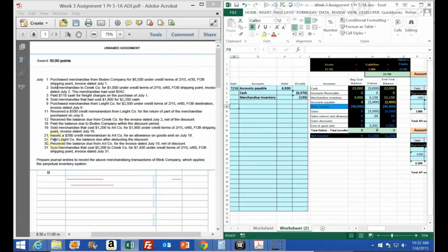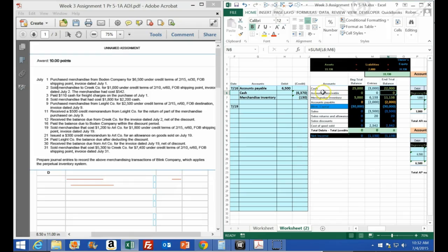So now we are on 719, which says that we sold merchandise that cost 1,002 to Art Company for 1,008 under the credit terms 2/15, n/30, FOB shipping point. All right, so is cash affected? In this case, no, because we sold it on credit terms. Therefore, we didn't get cash. We got the second best thing, which is a receivable they owe us in the future.